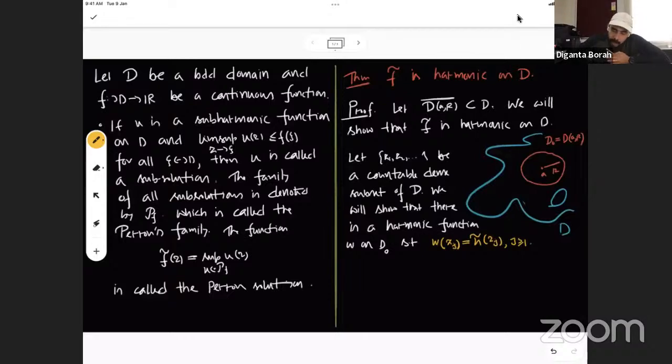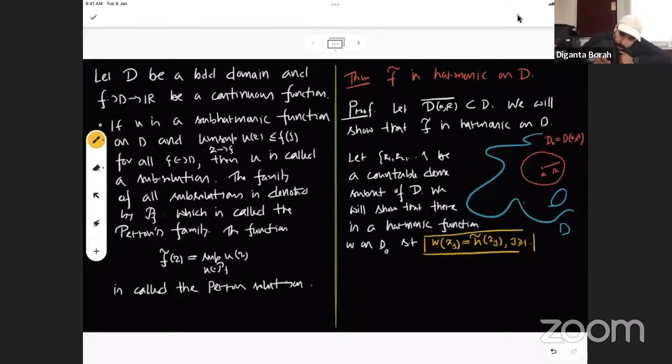Now you see, if I somehow know that H tilde is continuous, immediately I will be able to conclude that W and H tilde agree everywhere, right? Because this is a countable dense subset. If two continuous functions agree on this set, then they have to agree everywhere, right? But unfortunately, we do not know that. But I will take care of that later. So first, let's try to achieve this.